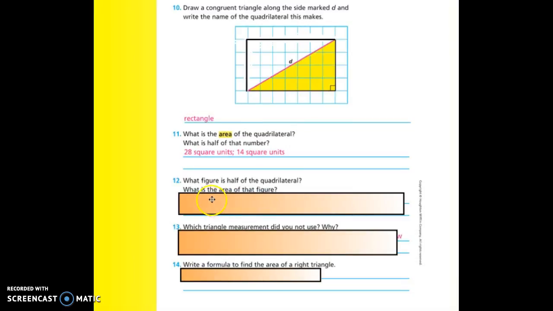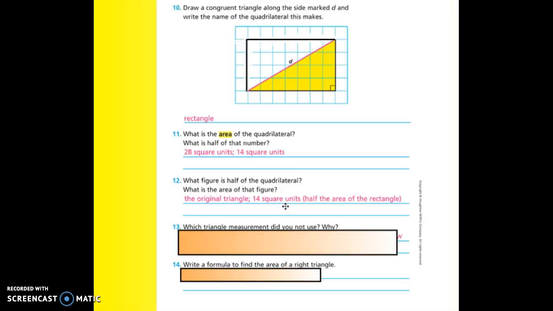So number 12 here, it says, what figure is half of the quadrilateral? What figure do you see there? Yeah, it's a triangle. So you say to yourself then, what is the area of that triangle? Well, it is half of what we got the area of the rectangle to be. So the rectangle, remember, we took 7 times 4 and we got 28. And half of 28 is 14. So the area of this triangle here is 14 square units.